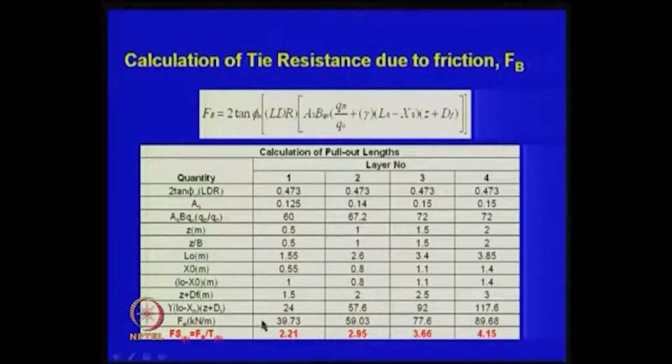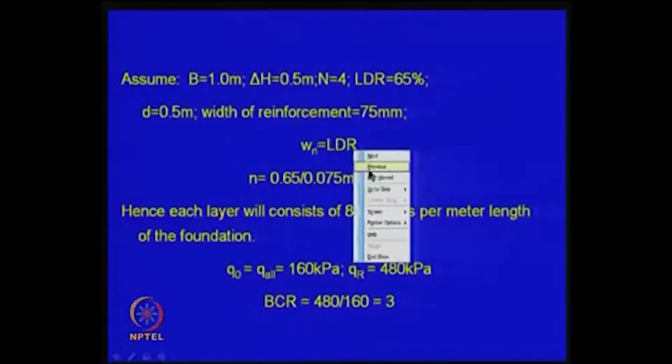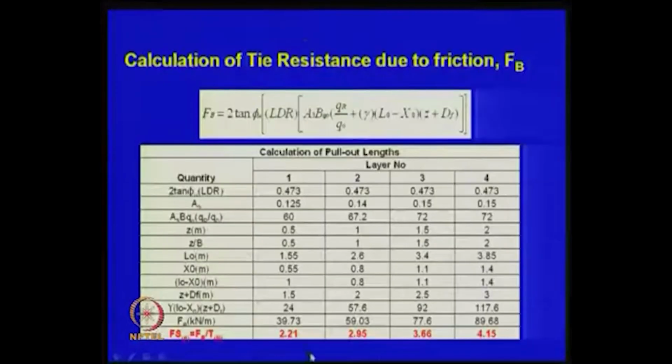So, once you know all these parameters, you substitute these numbers and you will get the factor of safety. So, what is the factor of safety required? We saw in the example problem that the factor of safety required against pullout was 2 and against tie breaking is 3, right. So, we have to check that. In this case the factor of safety is more than 2, and in the top one it is lower, why, because overburden is less, as we go down the overburden increases and hence the pullout resistance increases.